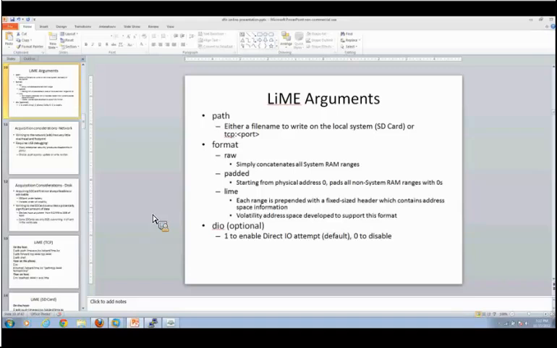The next option is fairly important, and that's the format. You have 3 choices. Raw: all that does is take all of the system RAM ranges and glue them together. As I said, this is equivalent to if you DD'd the sections out and then catted them together.